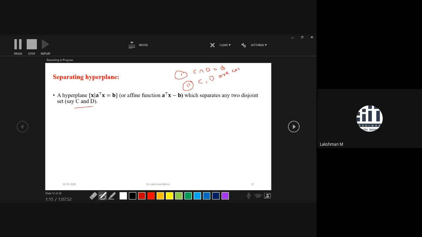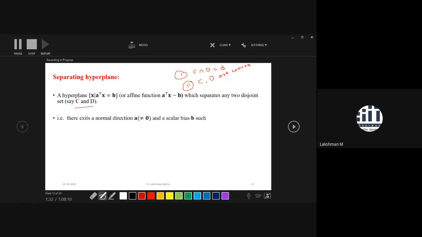Then you can talk about separation. Then further, if you keep on bringing a few more conditions over C and D, then you will get different kinds of separation. It depends upon that. So there are those things I will discuss here.